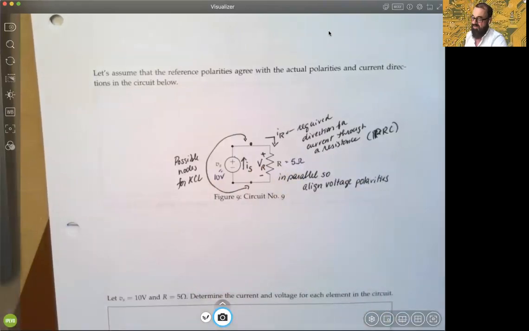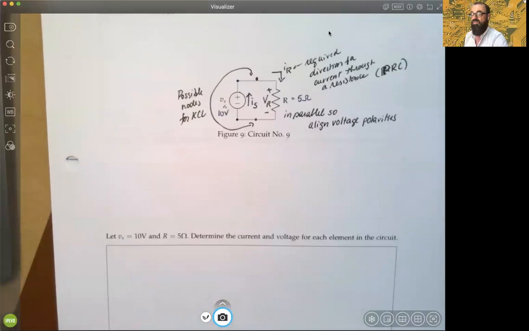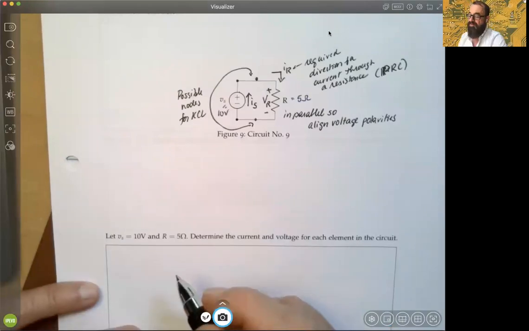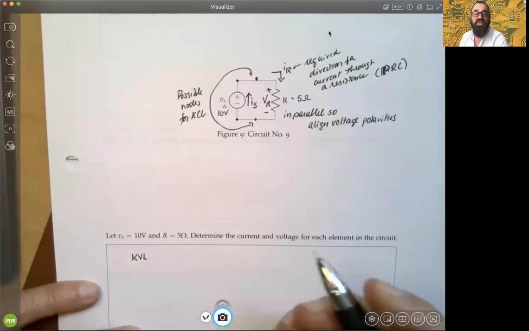So the goal of this first task is to determine the current and the voltage for each circuit element, right? So in this case, there are only two. You have current and voltages for a voltage source and a resistance. There are only two elements, okay? So we just need to go through that and determine the voltages and determine the currents. We have a closed path here. So when you have a closed path, KVL is possible.